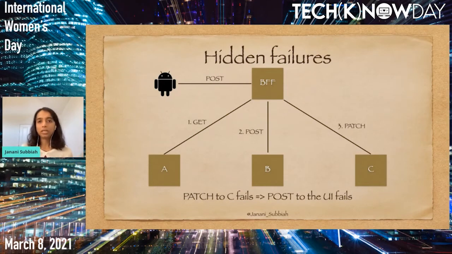Here, unless other things that we'll be discussing in the next section are in place, it becomes really hard to pinpoint exactly where failures happened, because one, the UI really doesn't know what the BFF does under the hood, and number two, any of these calls to services A, B, and C could have failed. Without really having other things in place, it's very hard to pinpoint where failures have occurred.